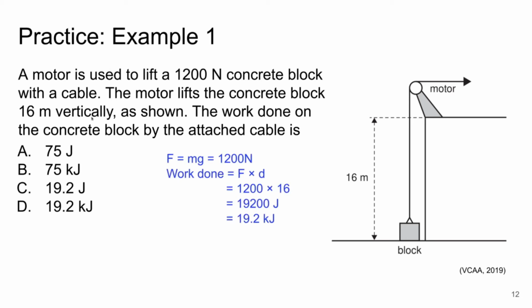To calculate the work done, we need to understand what the force is, and we're actually already given the force. The force is 1200 newtons. Therefore, we simply need to multiply the force by the distance that the load is traveling, that is 16 meters. Therefore, it is 1200 multiplied by 16, which gives us 19,200 joules or 19.2 kilojoules. And the answer is D.